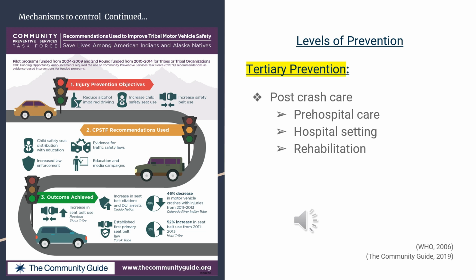Lastly, we have tertiary prevention. As we learned in EPI, tertiary prevention is used to slow or stop the progression of a disease. In this case, we're examining crash victims, and we can apply this level of prevention by prioritizing post-crash care, which would include how the patient received pre-hospital care. An example of this would be how did the paramedics assess the injuries?